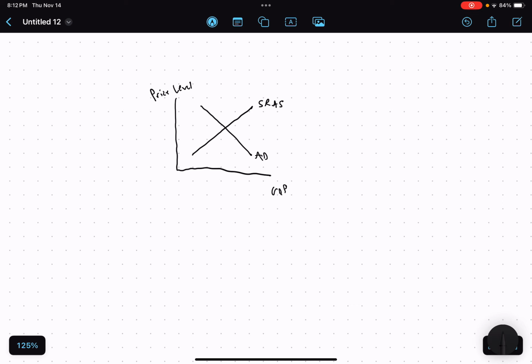And then you can represent it in two different ways. You can either shift the short-run aggregate supply curve to the right or shift the aggregate demand curve to the right. In this scenario, I'm going to shift the aggregate demand curve to the right. I think this one's more understandable. So when I shift the aggregate demand curve to the right, it's represented like this.